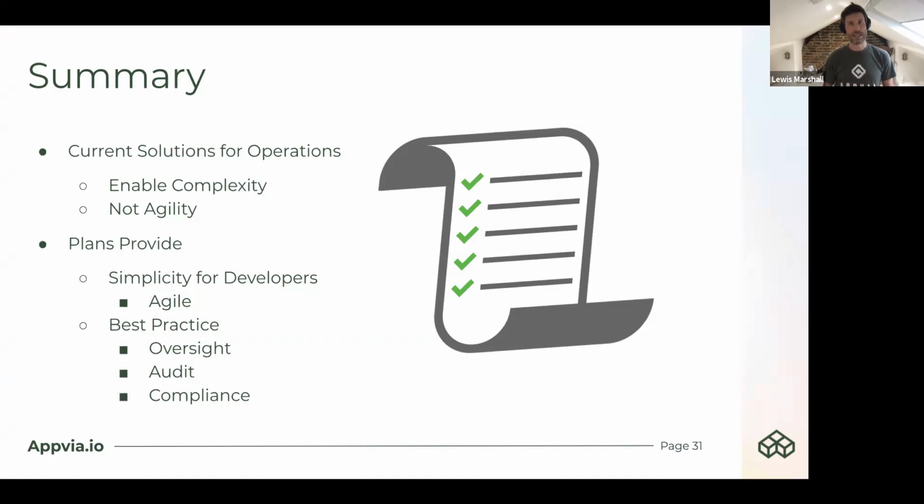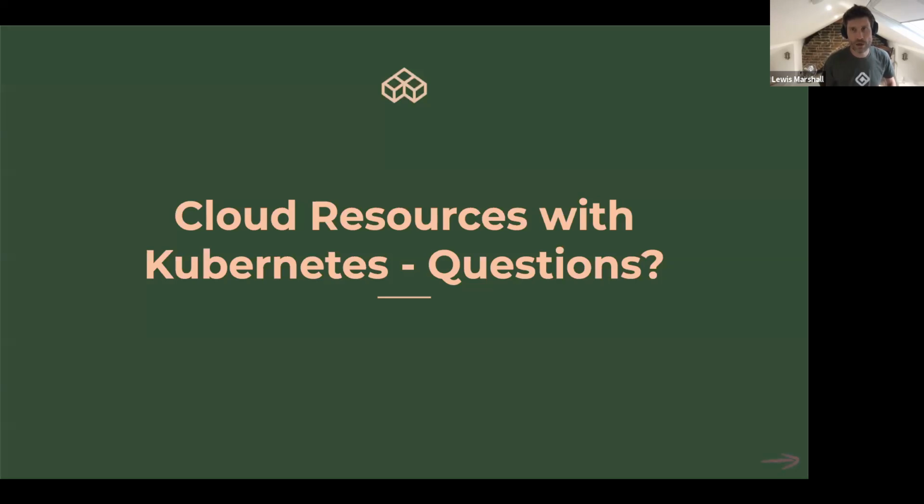But in summary, the current solutions in the industry have very much an operations focus. They enable a lot of complexity, but not necessarily agility for a team. Plans are a good idea. We like the idea of providing simplicity and agility to the developers. But we also think it's important to be able to have an oversight across how those plans are being used in an organization to get audit and compliance. And that's a bit about where we're going with our product. So at this point, I'll have a look at the questions and see if there's anything I need to answer.